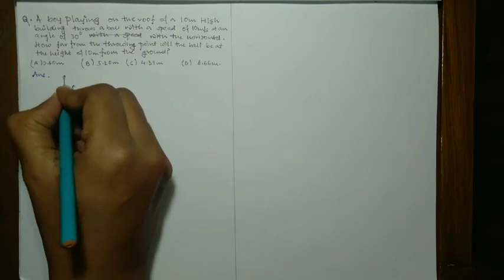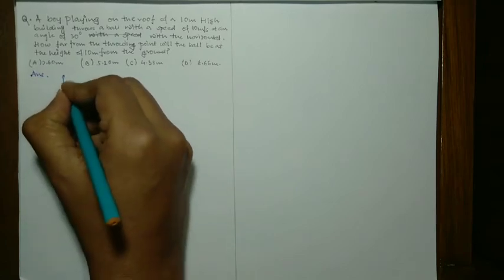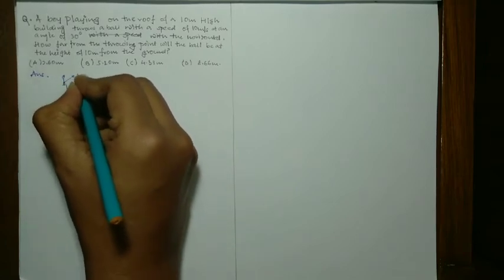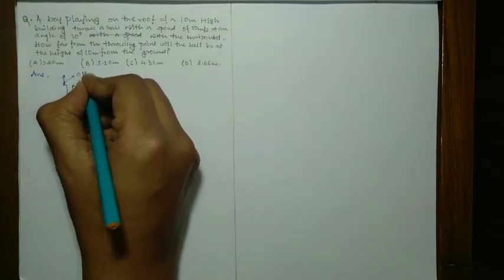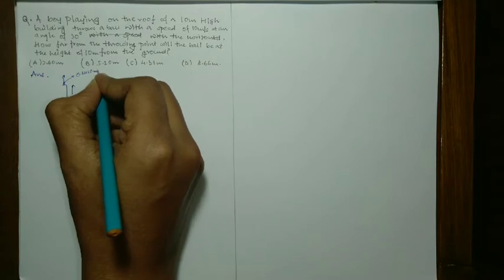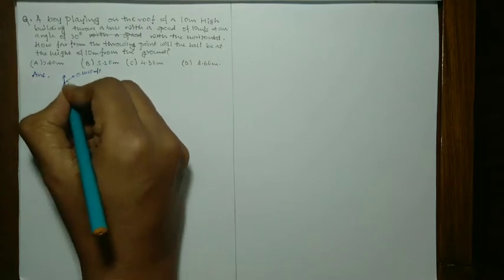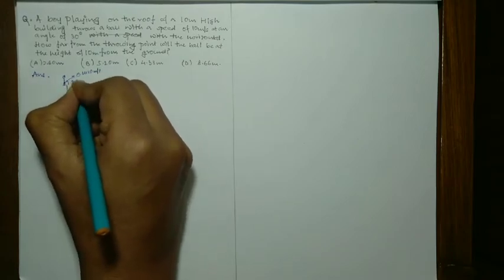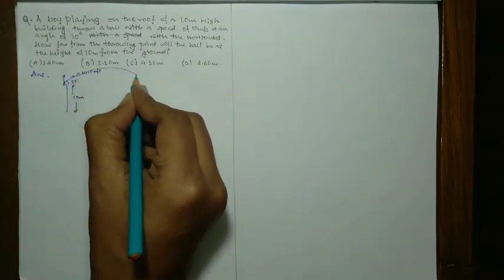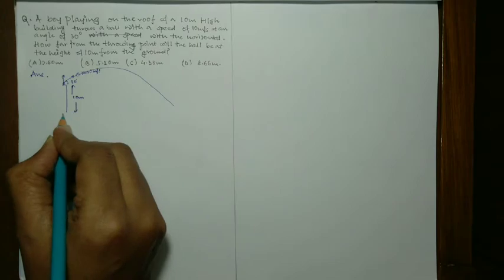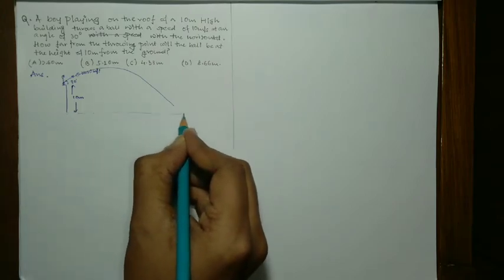Now the boy is standing here and he's throwing the ball with a speed of u equals 10 meter per second, and the angle is given as 30 degree. Now we have to find, and the projectile will follow a path like this, right? Suppose this is the ground.